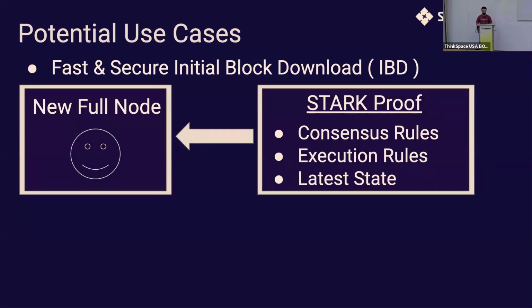You'll know that all the consensus rules were followed, all the execution rules were followed, and that the latest state does in fact correspond with what is on Bitcoin mainnet. So you could do super fast and secure initial block downloads, start up your full nodes. We don't really have an estimate of how long it would take, but it would be polylogarithmically faster in theory.